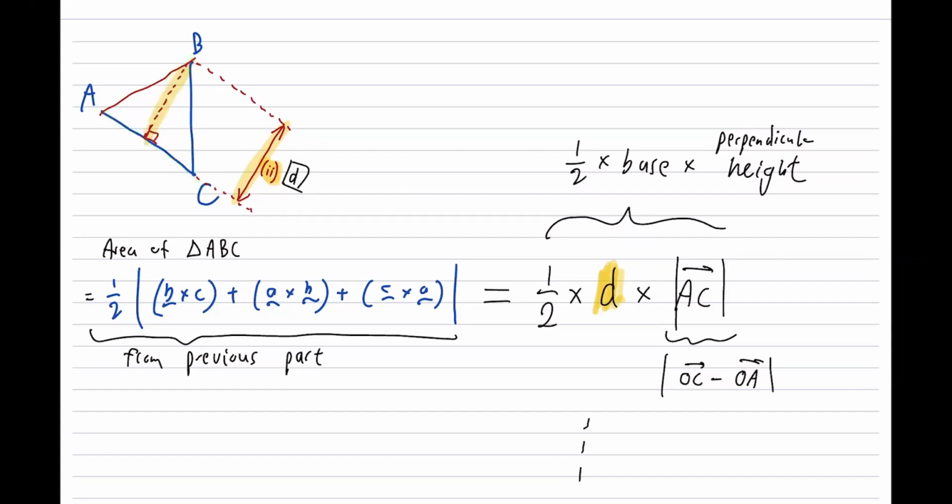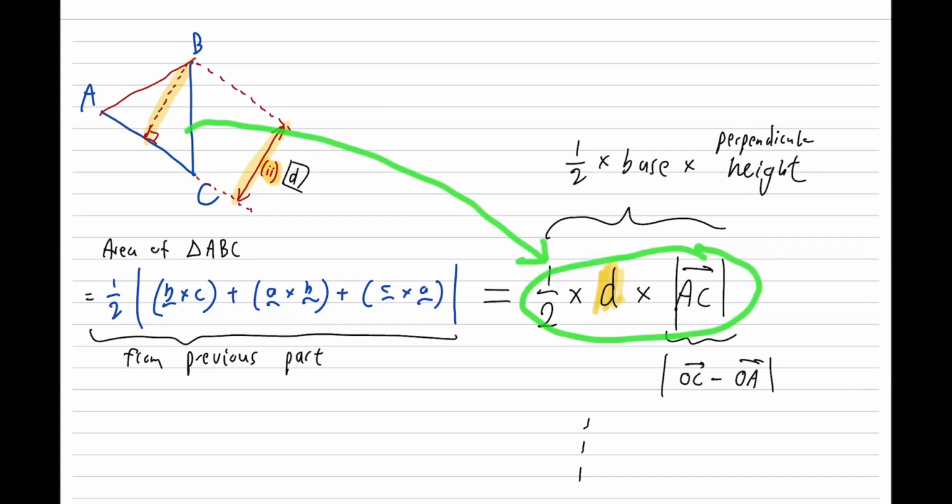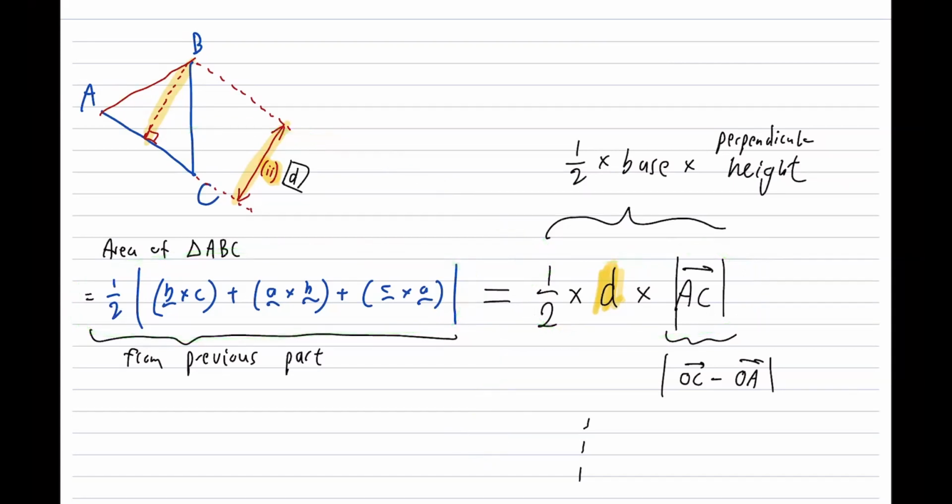So using the formula of half base times height, you can just rewrite it as half times D times the modulus of vector AC. And that is one interpretation of the area of the triangle. But from the previous part, we also found an expression for the area of the triangle. Then now we just need to simplify and solve for D. Okay, let's do that.